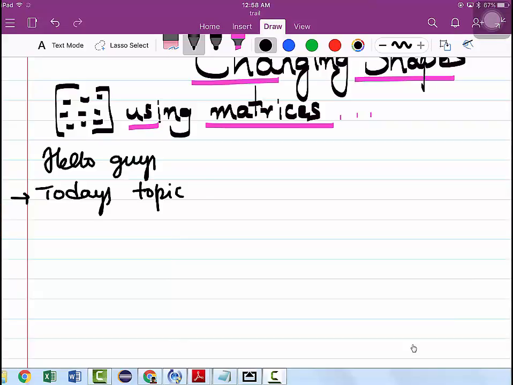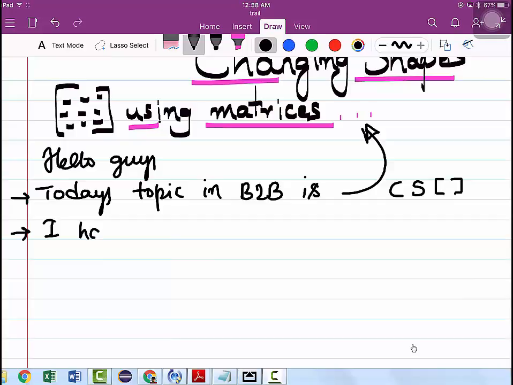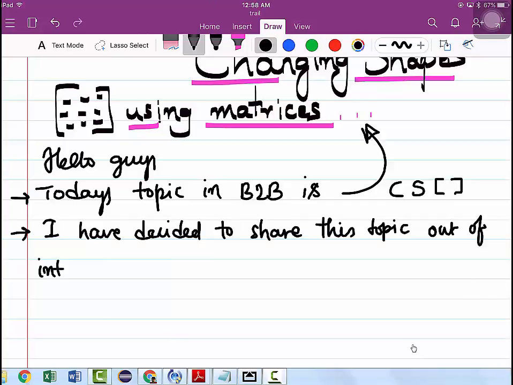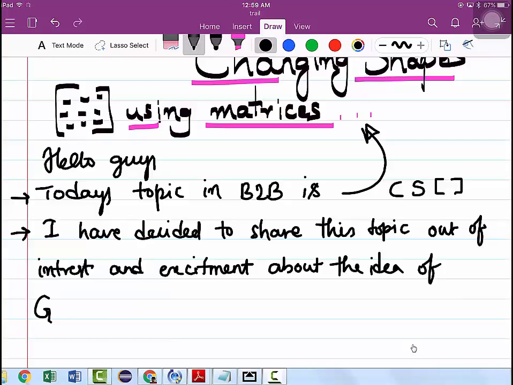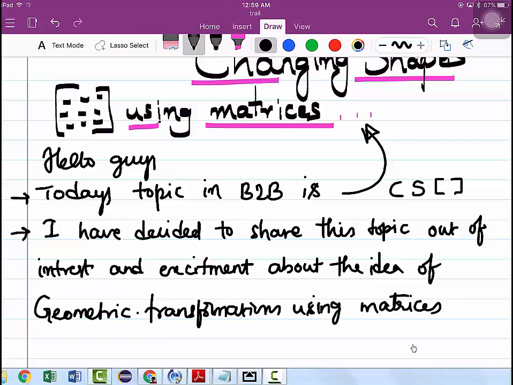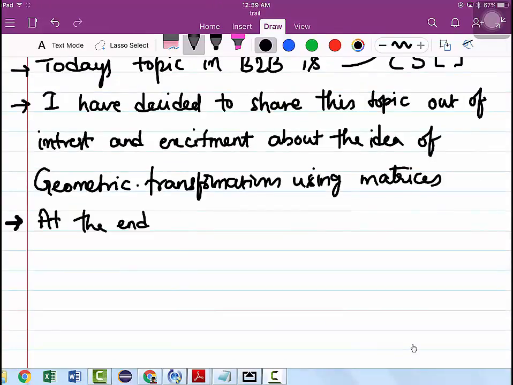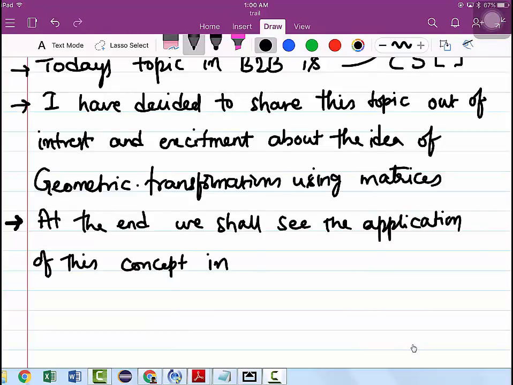Welcome to today's tutorial on the basics of changing shapes using matrices. I have decided to do this video out of my interest and excitement about the idea of changing shapes using matrices. This can also be called geometric transformations using matrices. At the end of this video, we shall see the application of this concept in the form of a Java program.